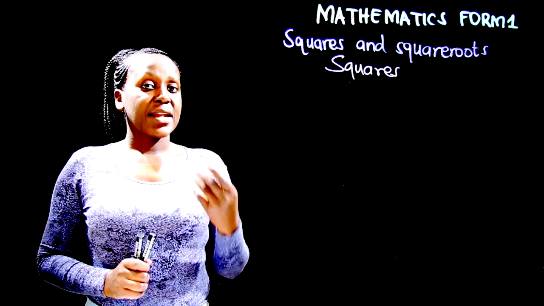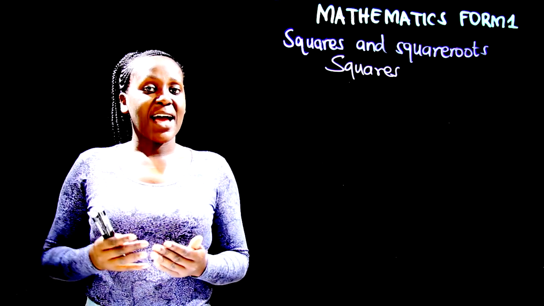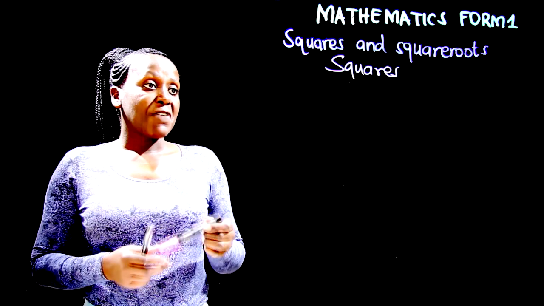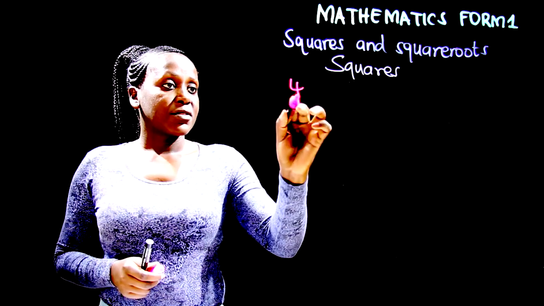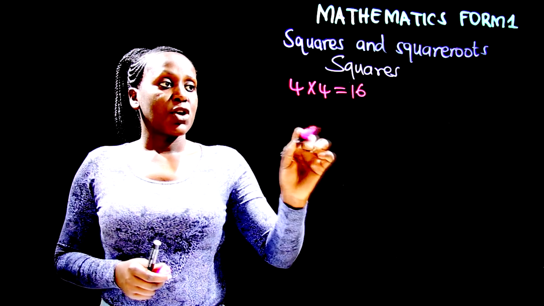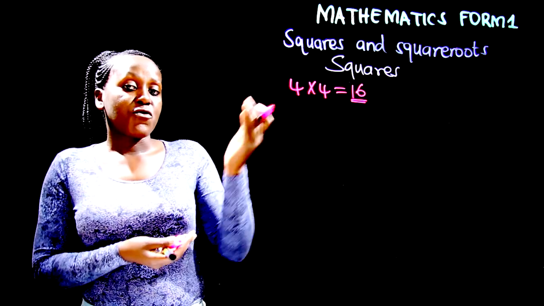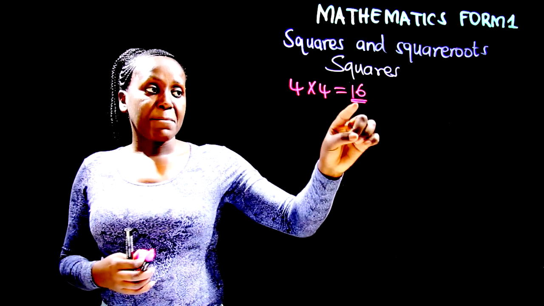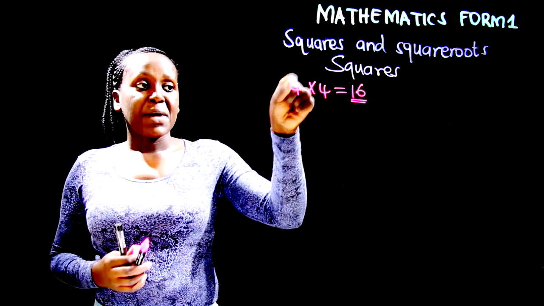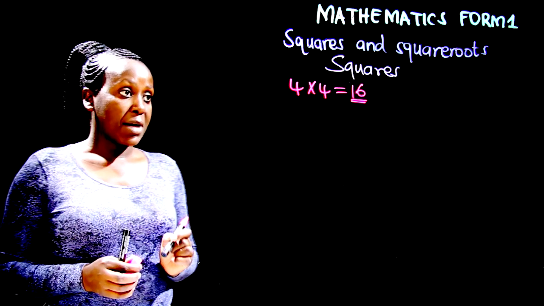A square is a number that you obtain when you multiply another number by itself. Okay, so if I take 4 times 4, I will obtain 16. So we say that 16 is the square of 4. So a square is the number that you obtain after multiplying a number by itself. So 16 is said to be a square number.